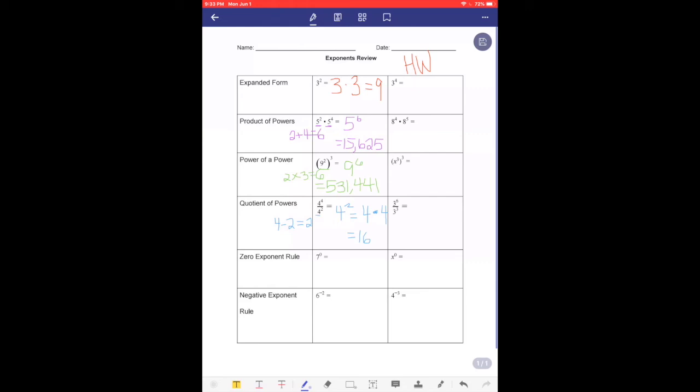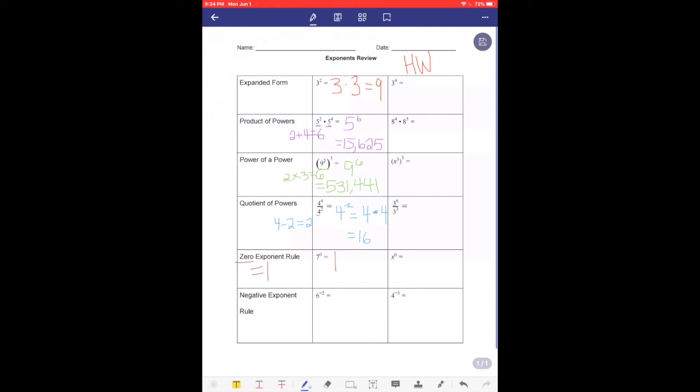The zero exponent rule. So I remember the zero exponent rule, anything raised to the 0 power equals 1. So 7 to the 0 power equals 1. Probably our easiest rule to remember. Anything raised to 0 is 1.